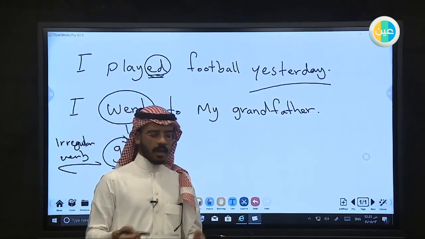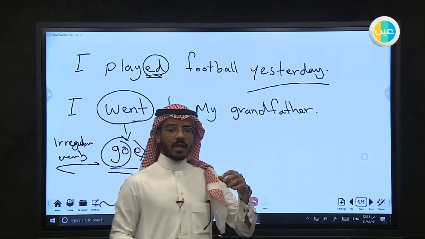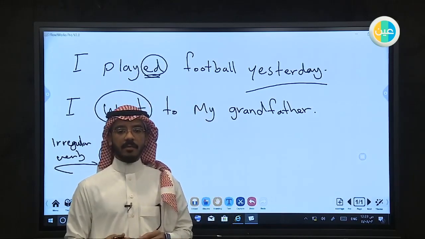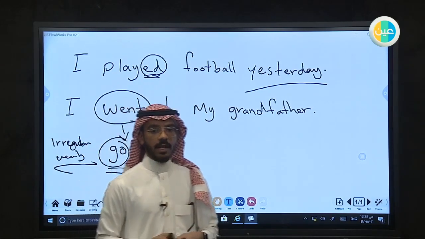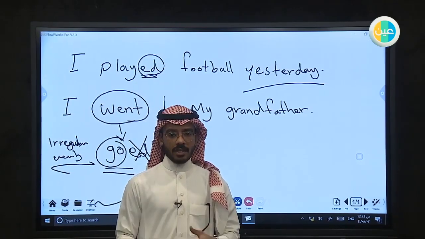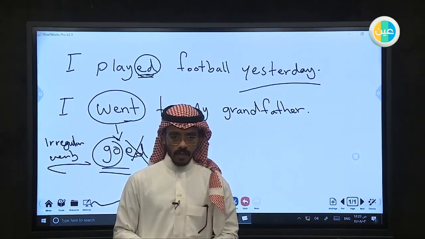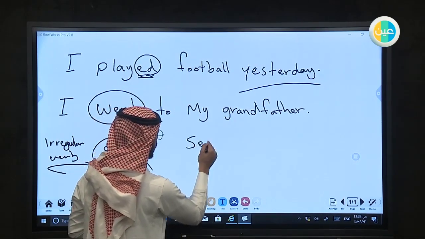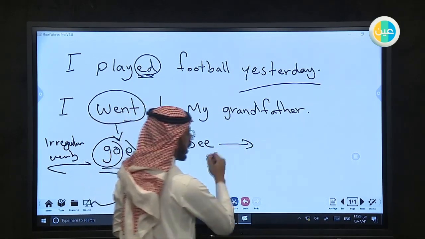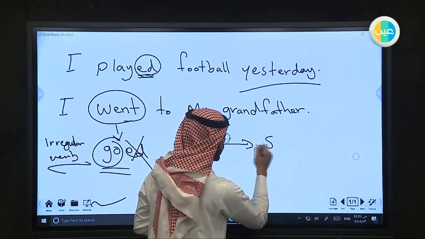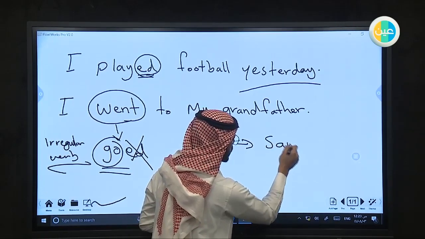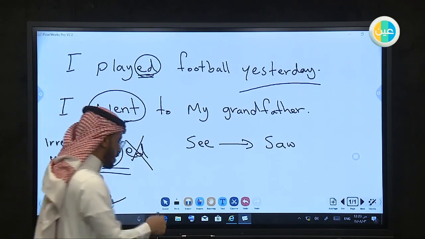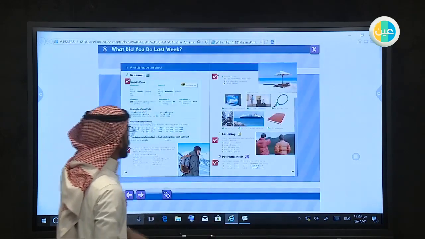Don't add ed. Okay. For example, the verb wash, يغسل. The past tense, أو the past form, الشكل الماضي من, هو washed. ليش? لأن فعل منتظم. أضفنا ed. Watched, يشاهد. Okay, what about see? الفعل see. This is irregular verb. We see, see, so. رأى. Okay, now let's see what we have here.